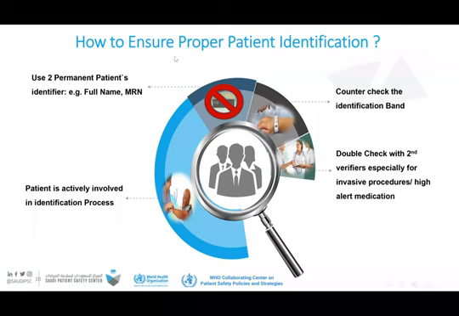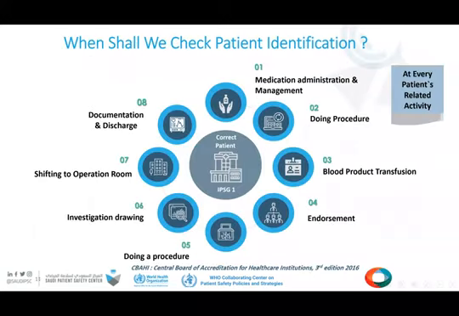So in summary, when do you want to check the patient identification? The answer is at every patient-related activity. Every time, even if we know the patient, we need to remind ourselves about the patient and ensure the proper process is going on: every time you are administering medication, doing a procedure, transfusing blood, endorsing between colleagues. It is not acceptable to say, "Patient in room number 101 has a 1, 2, 3, 4."